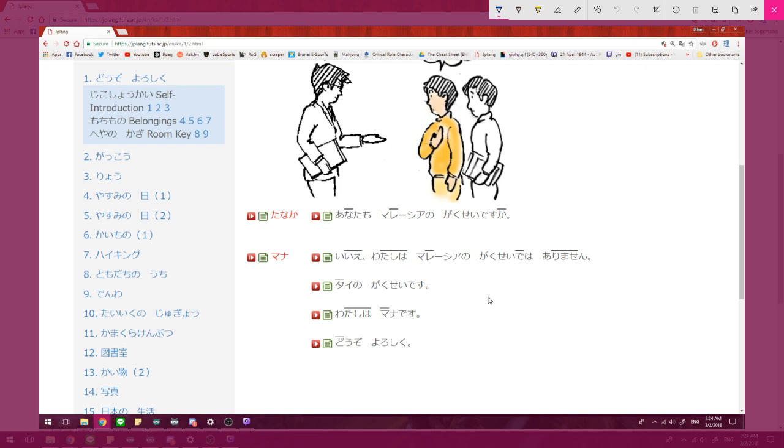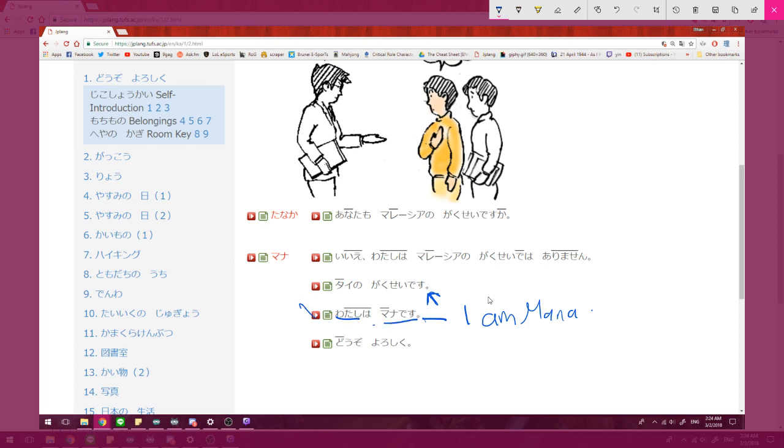So anyway, watashi wa mana desu, right? And then you can see here, now he's saying that no, I'm a student from Thailand, right? And then he says watashi wa mana desu, saying, hey, no, you got the wrong guy. I am not from Thailand, right? And now he says watashi wa mana desu, and you can see he's now introducing himself. I am mana, right? Watashi wa mana desu.